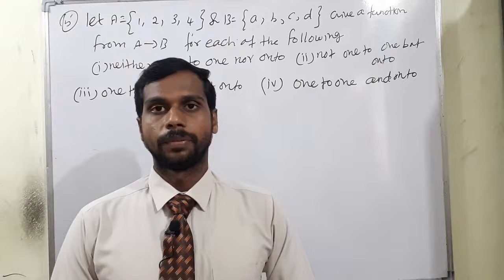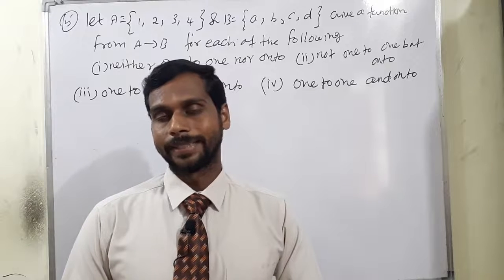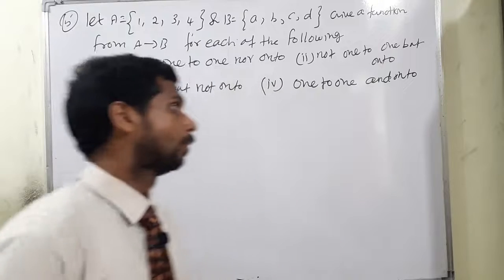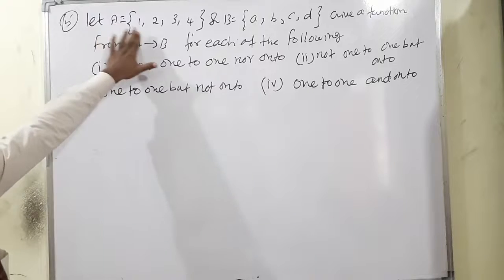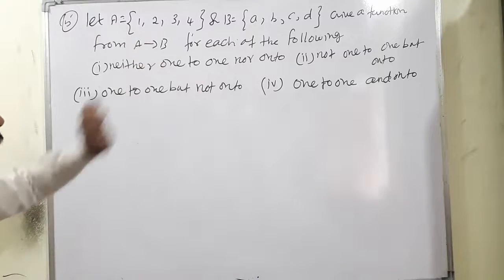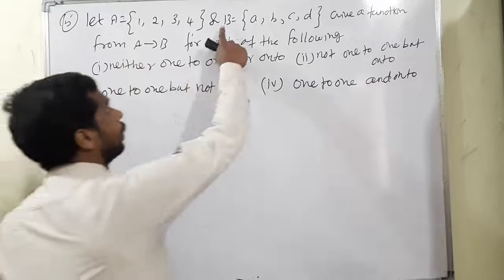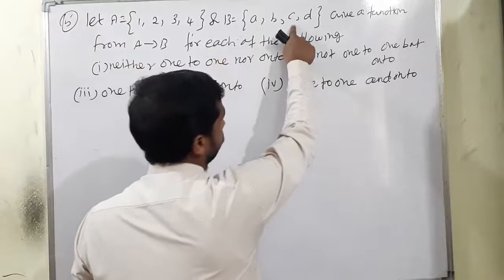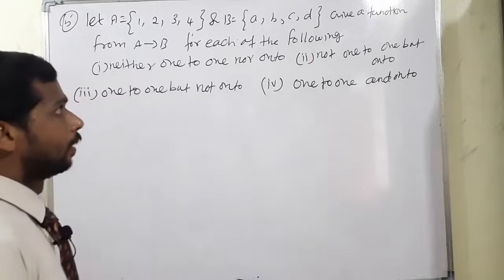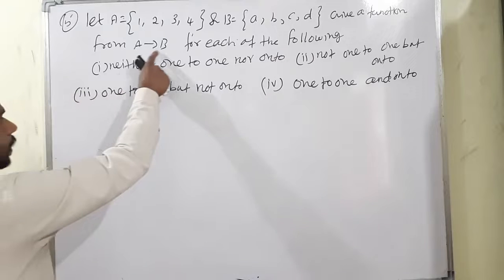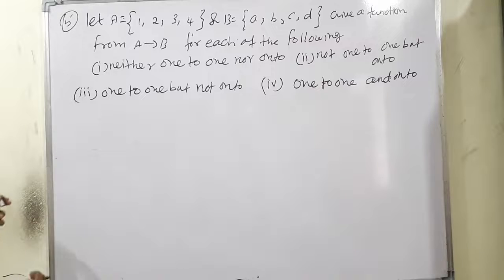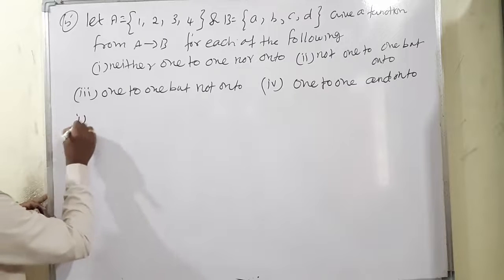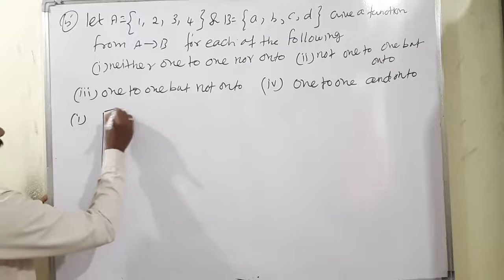In this conversation, we are going to continue exercise 1.3. I am moving to question number 5. The question: let A be the set of four numbers, and B the set of four letters. Given a function from A to B, for each of the following we have to verify the given condition one by one. I am moving to subdivision 1.